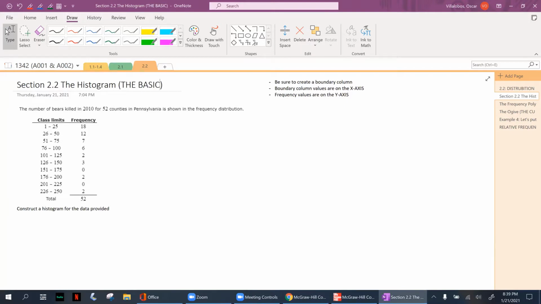Okay, here we are given a column with class limits, and right next to the class limits, I have frequency. The number of bears killed in 2010 for 52 counties in Pennsylvania is shown in the frequency distribution table below. The goal here, what I'm asked to do, is to construct a histogram for the data provided.